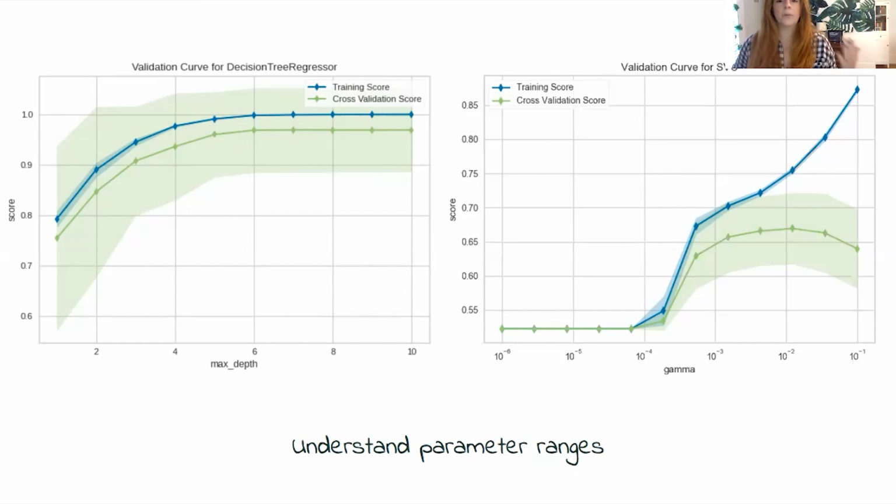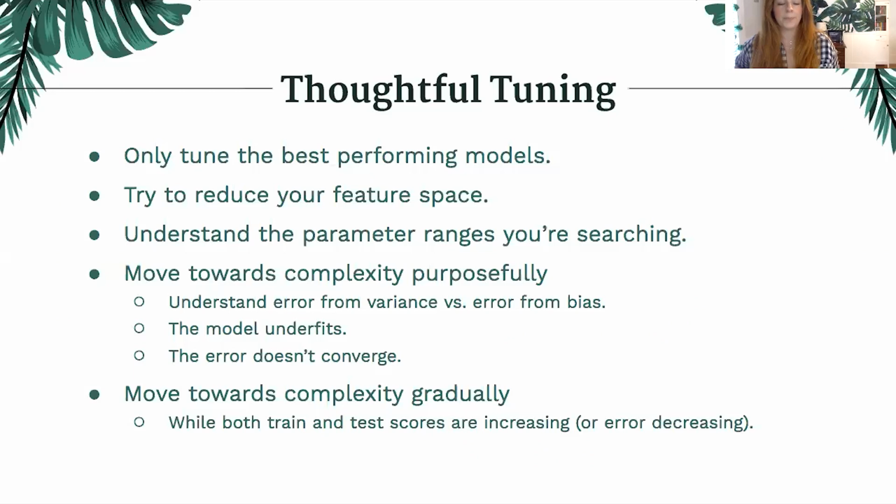But oftentimes, before you do that, it's worth it to explore them individually, a single parameter range, and understand what that optimal range is to be searching inside. And that's something that you can do with this validation curve visualization, which is also from the Yellowbrick library.